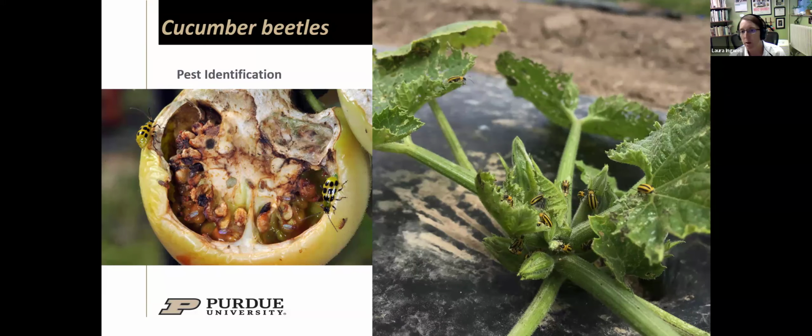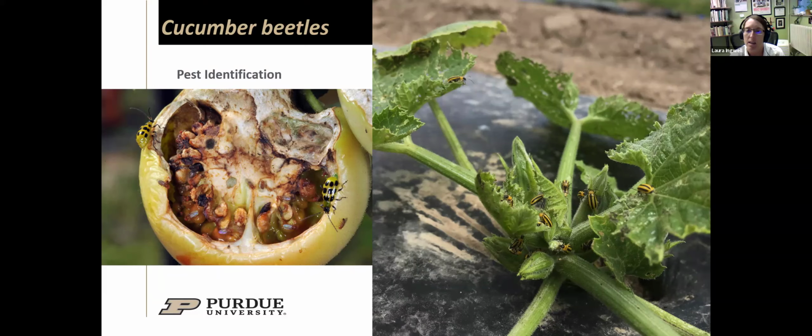The next pest, which is probably the most problematic, is cucumber beetles. And I use the term broadly because there's a few different species of beetles that will attack cucurbits. We have the striped cucumber beetle on the right here, which is a strict cucurbit specialist. So this species is only feeding on cucurbits in the environment. We also have the spotted cucumber beetle on the left here on the fruit, which is a generalist and will feed on many other different types of crops, as well as cucurbits.